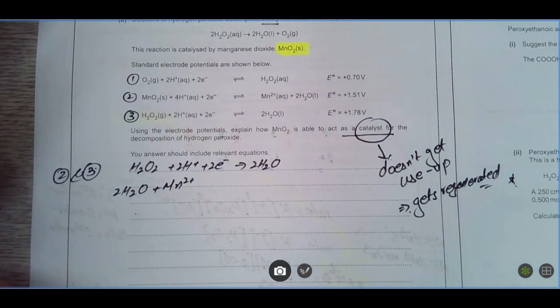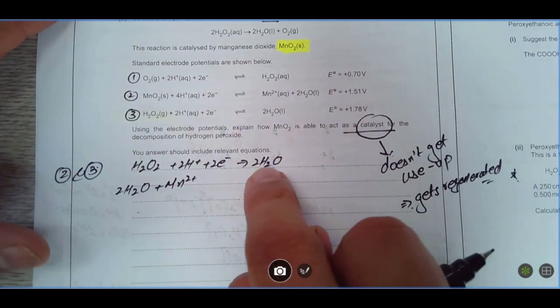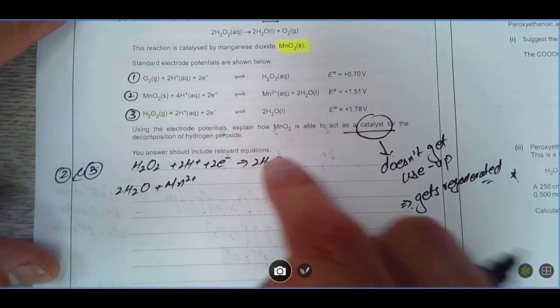I'm doing something wrong. I was thinking you have to use the first two equations. If you're showing how it is regenerated, then it has to be on both sides. Yes, that's what I'm thinking, right? Because H2O2 has to change into this. Okay, one second. Let me check.